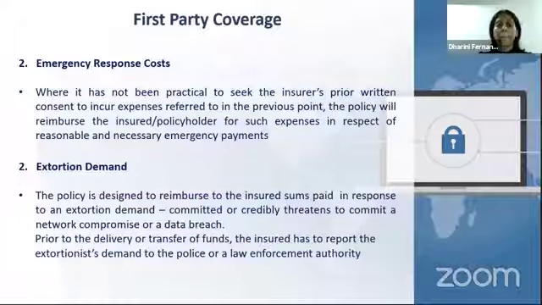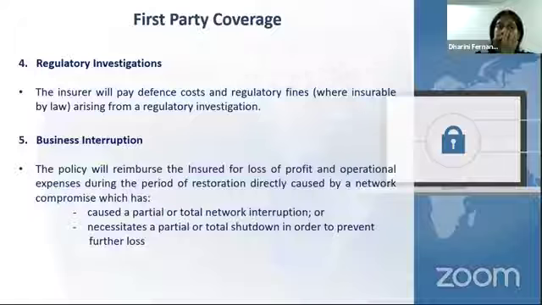But if there is a compromise before the delivery or the transfer of funds, the insured has to report the extortionist demand to the police or a law enforcement authority. That's how you can actually transact the extortion demand. Then certain countries have very stringent regulation about notification laws: if you have a breach, you have to inform the regulator. So the insurer or the policy will pay the defense cost as well as the regulatory fines arising from a regulatory investigation into the matter.